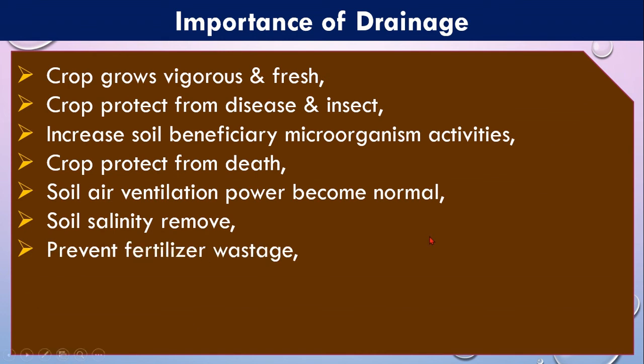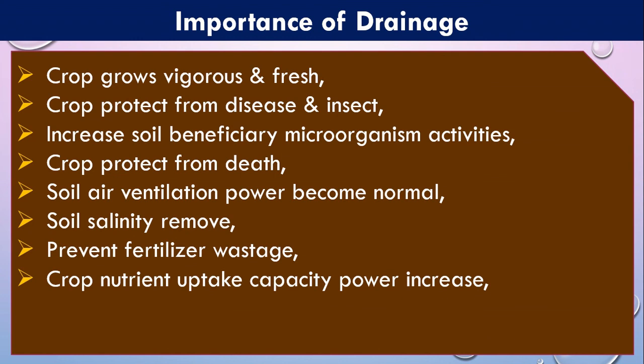Prevent fertilizer wastage. Sometimes when we apply fertilizer in the land, but if there is any water present, stagnant condition, that time the fertilizer will be wasted. So a better idea is to remove water and then apply fertilizer. Crop nutrient uptake capacity power increases. That means when too much water is present in the land, that time nutrient will not be in available condition for the crop to uptake. So that is why we have to remove the drainage water, remove the water from the land.